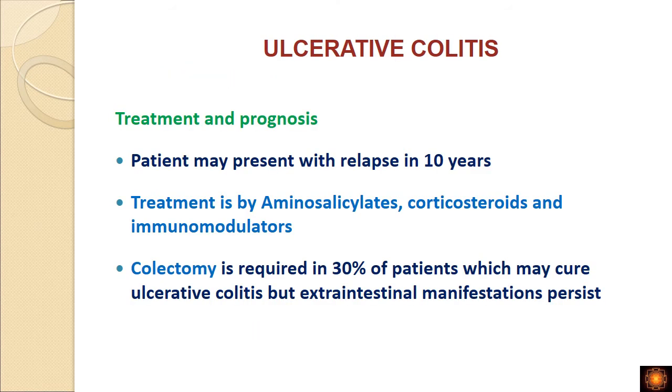Now the treatment and the prognosis: we can give medical therapy. Then if the medical therapy is not working, we have to go for surgery, that is colectomy. Medical treatment is by aminosalicylates, corticosteroids and immune modulators, which suppress the immune reaction that causes damage to the mucosa. That is for the initial conditions. And in severe cases, they go for colectomy.